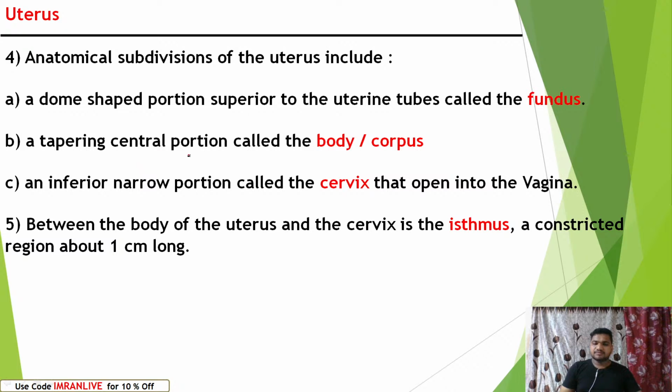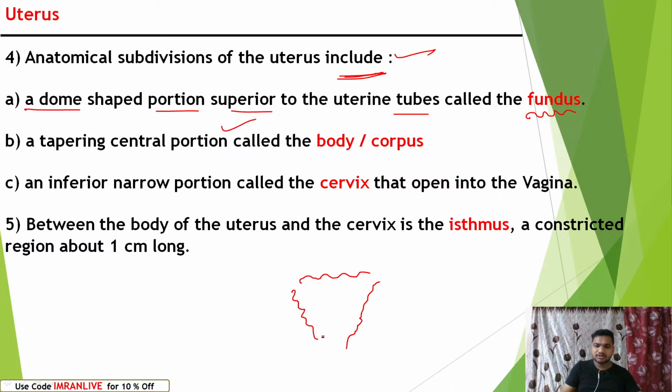Anatomical subdivisions of the uterus include the following. If you make a cross section of the uterus, it contains a few parts. First, a dome-shaped portion superior to the uterine tube, called the fundus. I'm roughly drawing here on the screen: this is the upper part, this is the left part, this is the right part, then the vagina. This upper dome-shaped part is the fundus. Then a tapering central portion called the body or corpus.